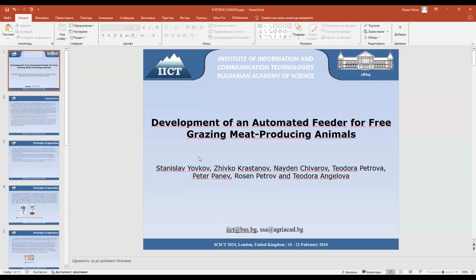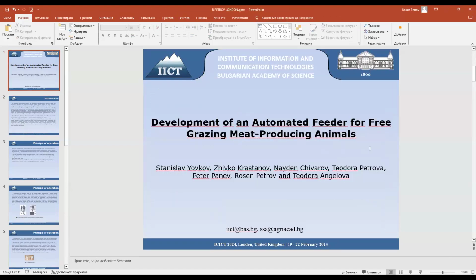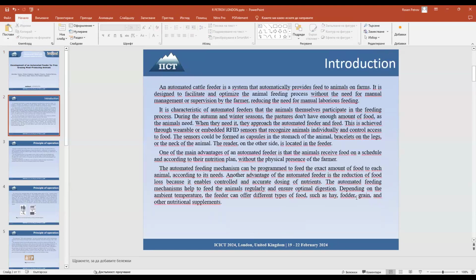Okay, so I'm starting with the presentation. As I said, the paper is development of automated feeder for free grazing meat producing animals. The automatic cattle feeder is a system that automatically provides feed to animals on the farms. It is designed to facilitate and optimize the animal feeding process without the need for manual management or supervision by the farmer, reducing the need for manual labor in feeding. It is characteristic of automated feeders that the animals themselves participate in the feeding process.